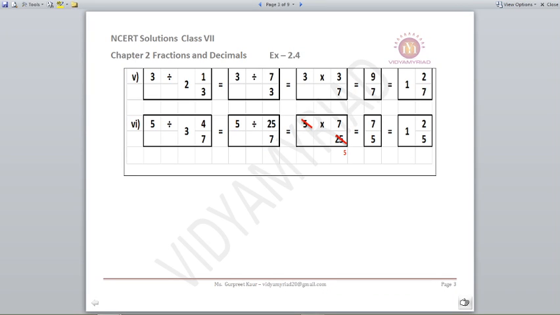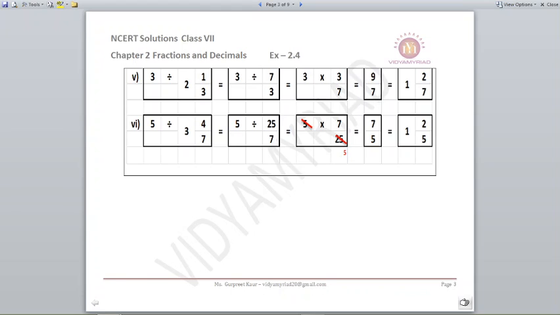Fifth part, 3 divided by 2 1 by 3. Now 2 1 by 3 is a mixed fraction. First convert it into an improper fraction. So 3 multiplied by 2 is 6. 6 plus 1 is 7. So your equation becomes 3 divided by 7 upon 3. Now change the sign and take its reciprocal. So it will be 3 multiplied by 3 upon 7. 3 into 3 is 9. 9 upon 7, improper fraction. So convert it into a mixed fraction.